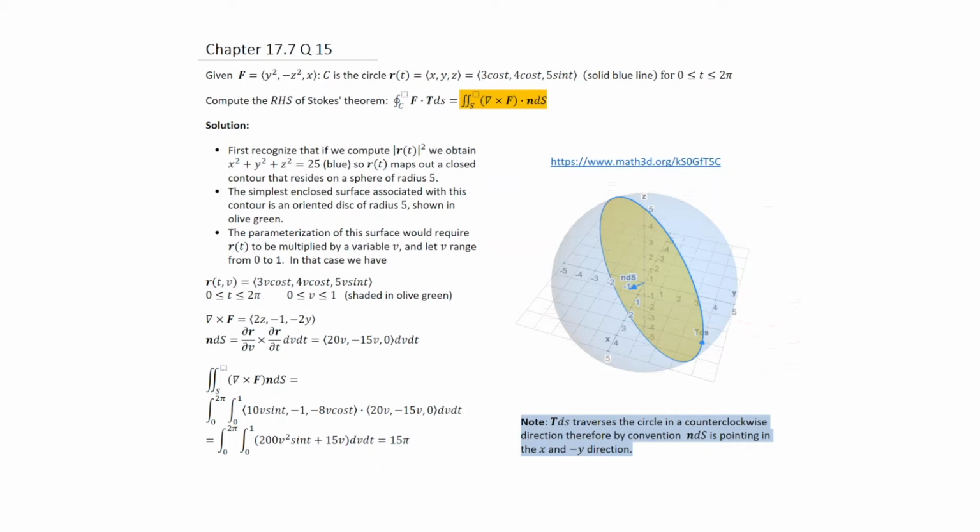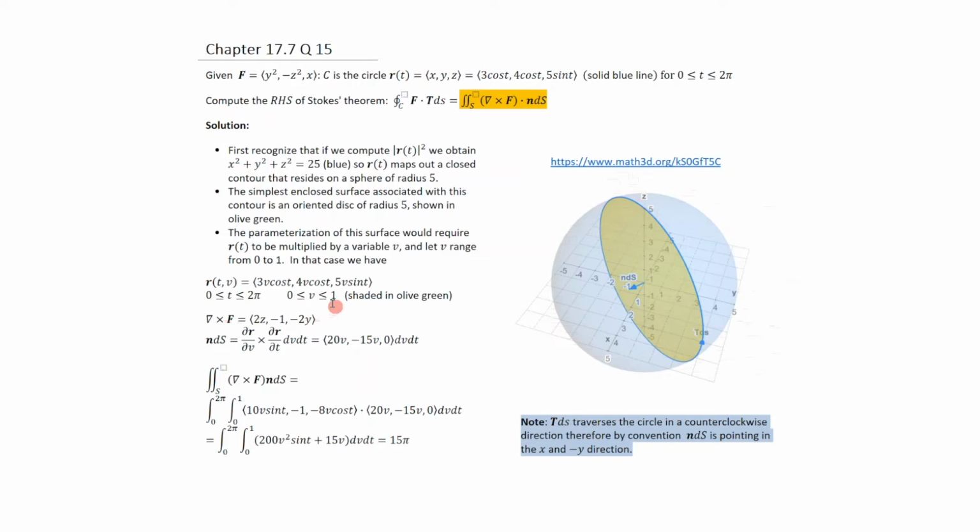Okay, so having decided that we're going to use this disk, the next thing is the parameterization of the surface. The simplest thing is to realize that the outer bound of the surface is the line. So if we multiply the position vector by some new variable v, as shown here, and let v range from 0 to 1, then all we'd be doing is mapping out the whole space enclosed by that contour. So this is a suitable means of parameterizing the section shown in olive green. Again, t is between 0 and 2 pi, and v in this case would be from 0 to 1.